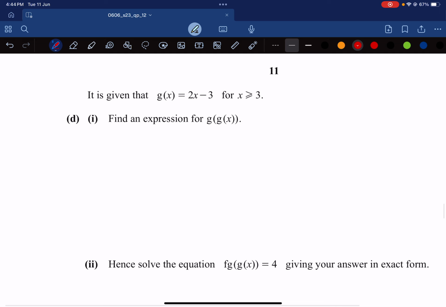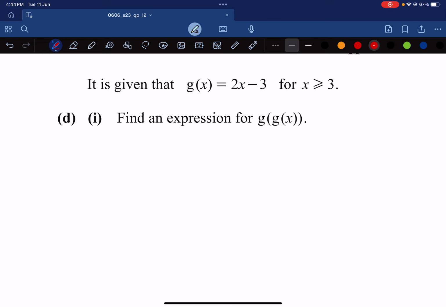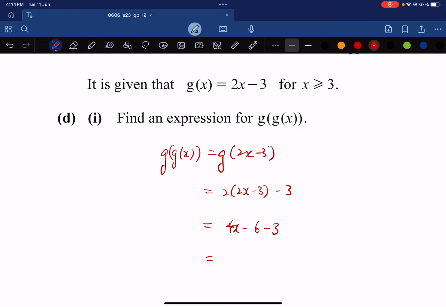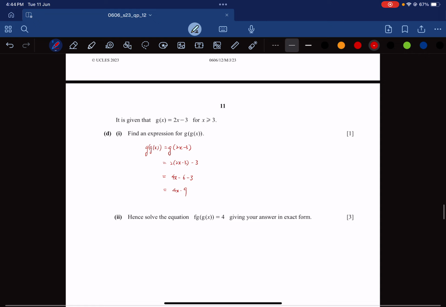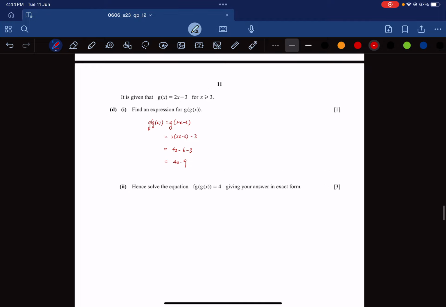So yes, it's given that g(x) equals 2x minus 3 for x greater than or equal to 3. Find an expression for gg(x). Okay, g(x) is 2x minus 3. So 2 times (2x minus 3) minus 3. So it's 4x minus 6 minus 3. So it's 4x minus 9. Looks easy. Okay. So yes, 4x minus 9.